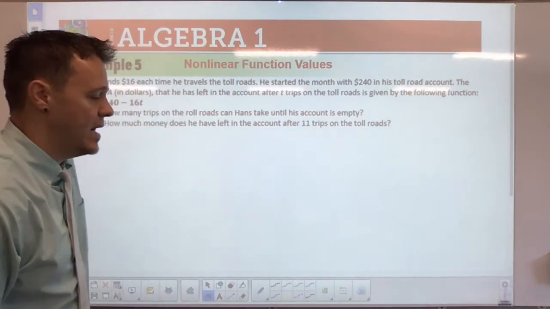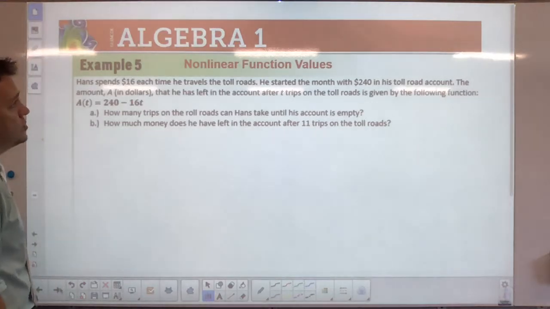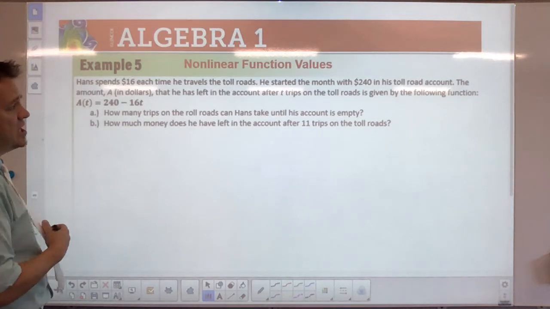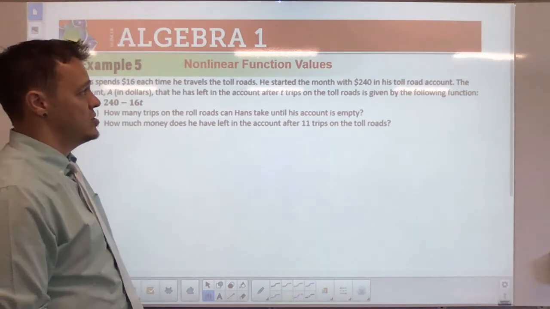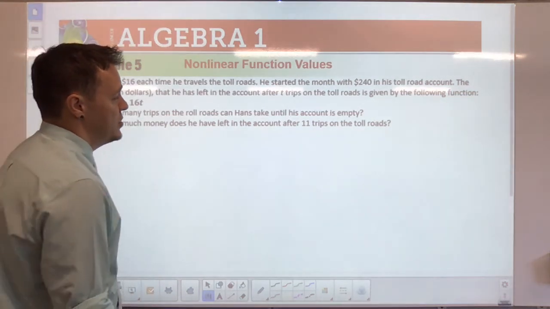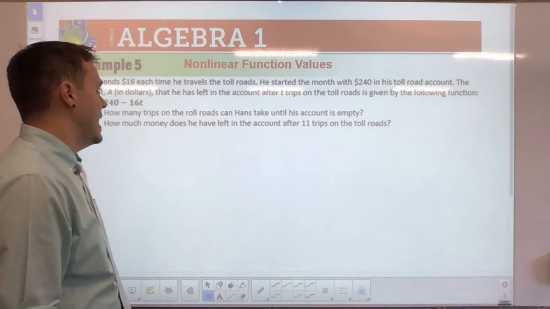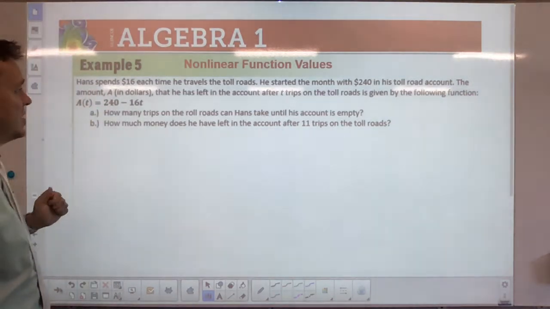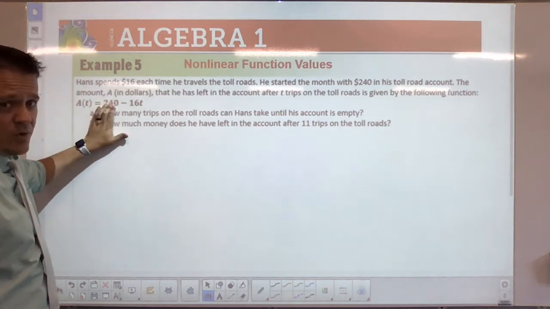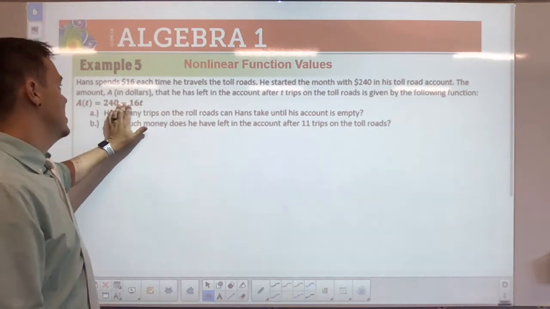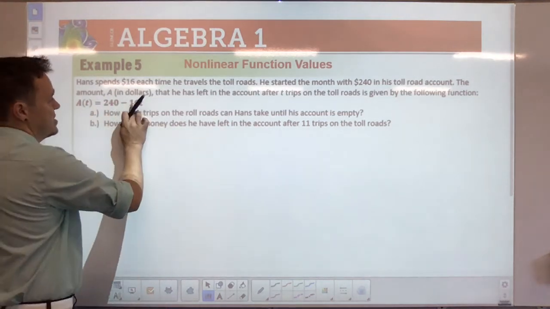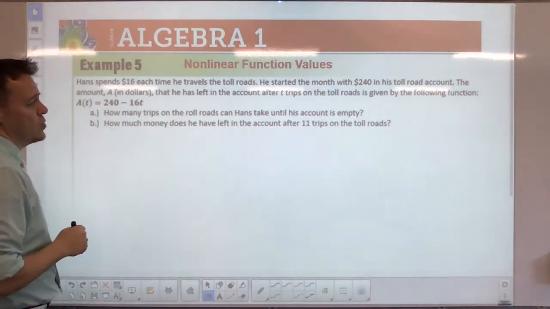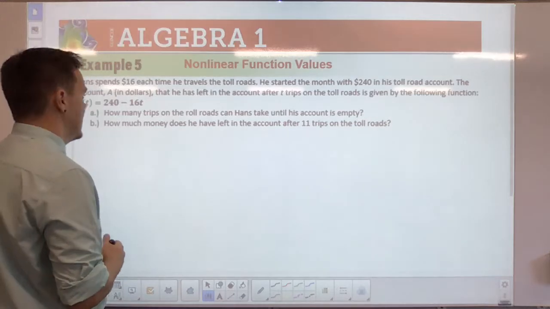All right, last thing here we want to kind of throw this out for you, a little nonlinear function. Hans spends $16 each time he travels the toll roads. He started the month with $240 in his toll road account. The amount in dollars he has left is this function right here. So it starts with $240. Every day he drives, each time he travels, it's 16 bucks. So T would represent how many times. All right, so how many trips on the toll roads can Hans take before his account is empty, right?